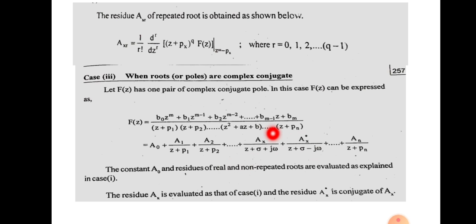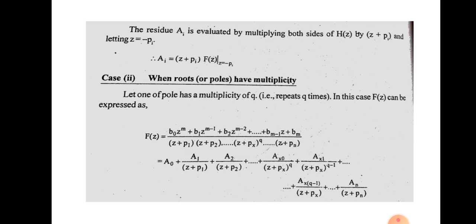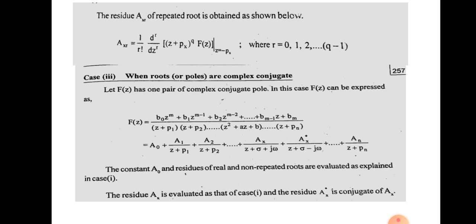Here A_x is obtained in the same manner as we discussed in the first case, so there is no difference, and A_x conjugate is the conjugate of A_x. That means the residue A_x is evaluated as in case 1, and the residue A_x conjugate is the conjugate of A_x. So there is no difference in the case of a complex conjugate pair. The only thing is that the poles will be complex conjugates. The difference is in the calculation for roots having multiple poles.